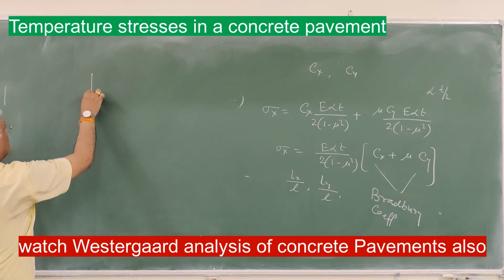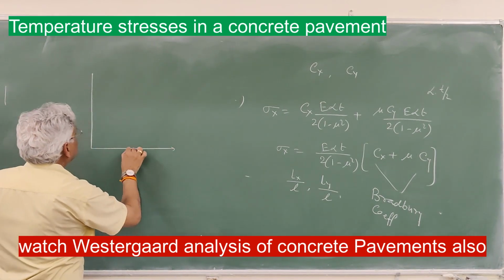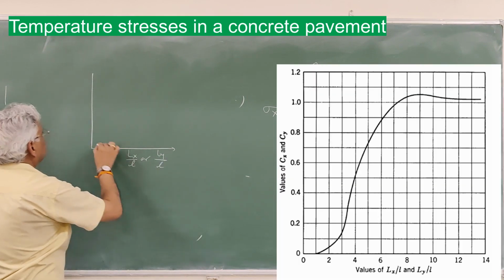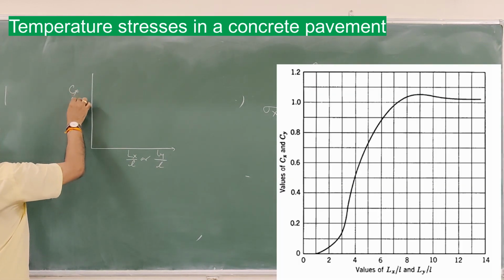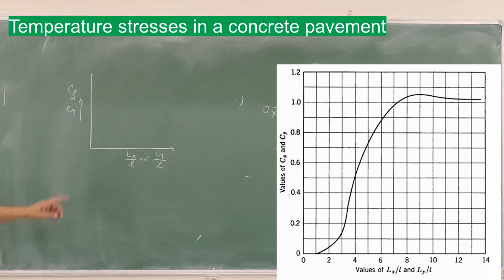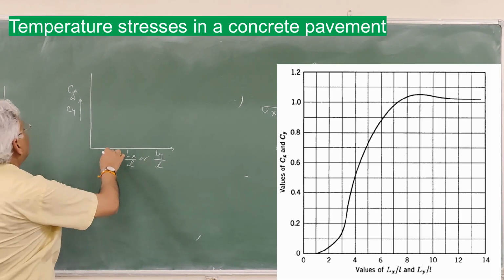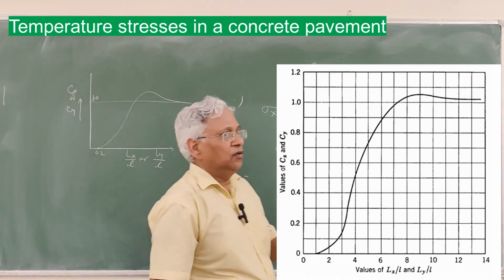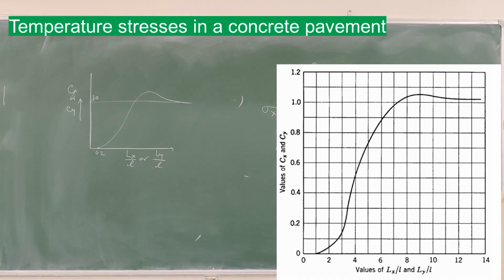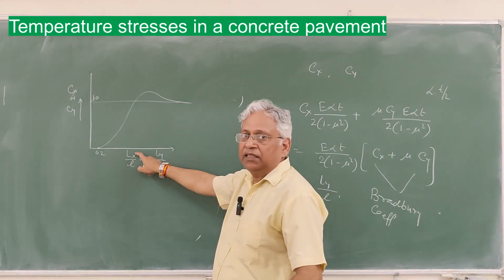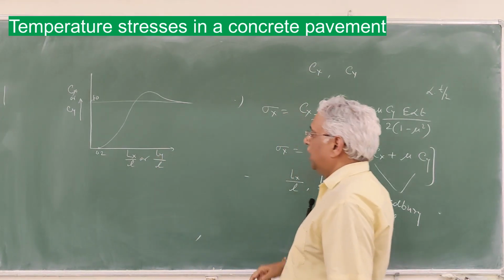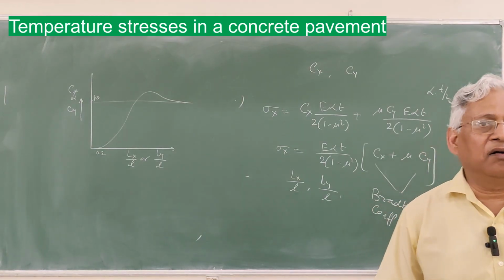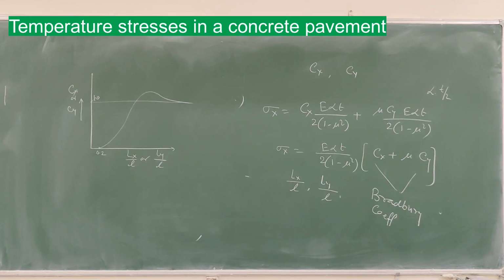That is like this. This is Lx upon L or Ly upon L, and this is Cx or Cy. If you want to find out Cx, take Lx upon L, and this is something like this. So you can find out values of Cx and Cy, Lx being the length of the slab in x direction and Ly in y direction. Now this is the stress in the interior region of a slab.